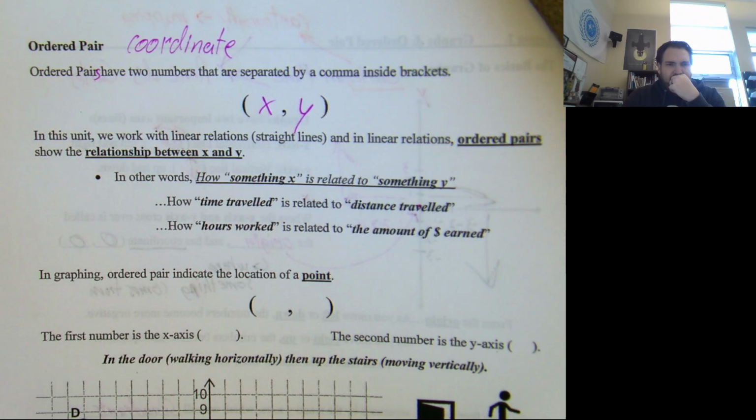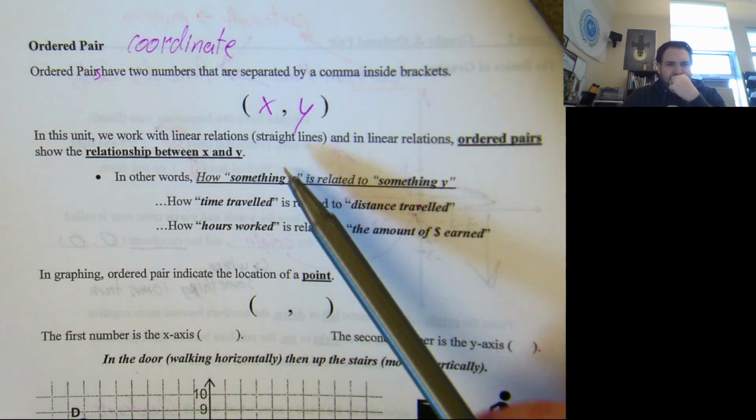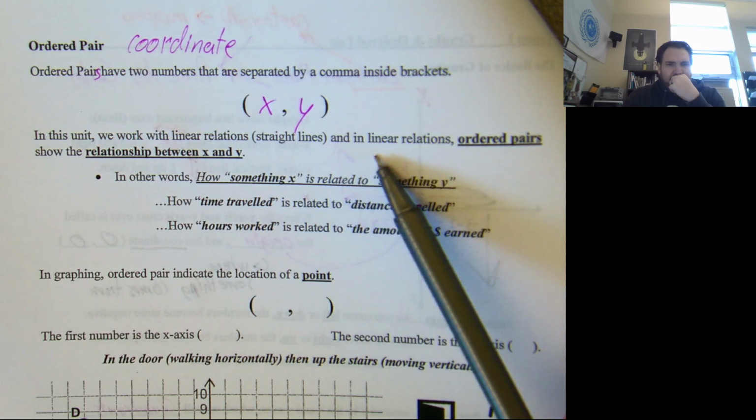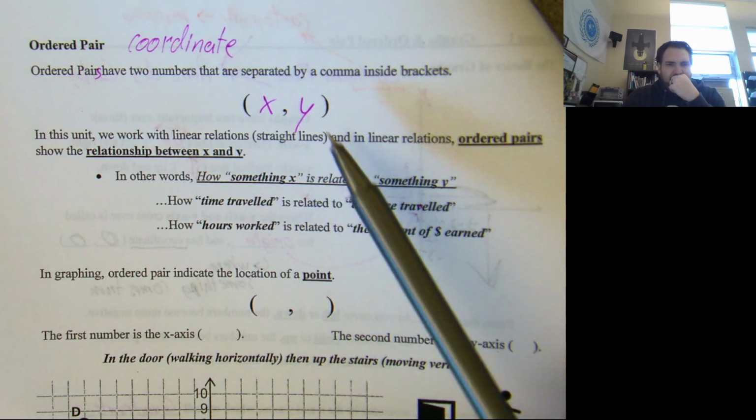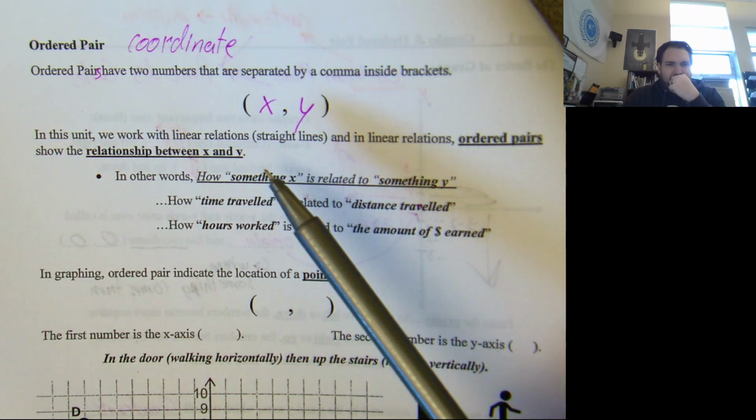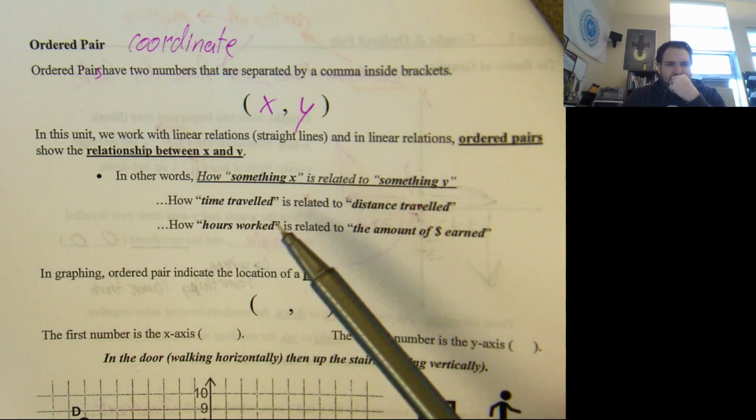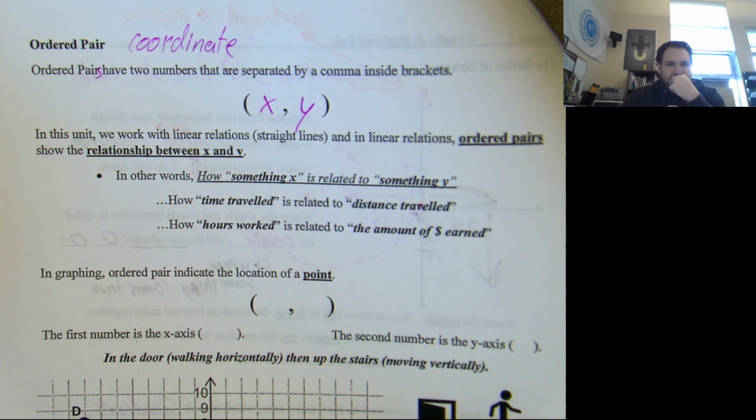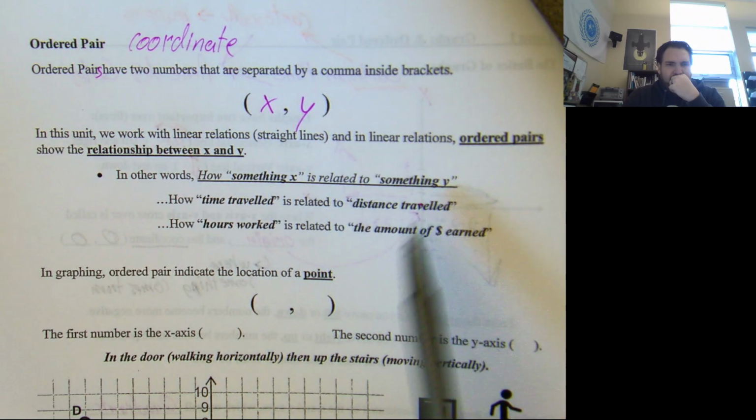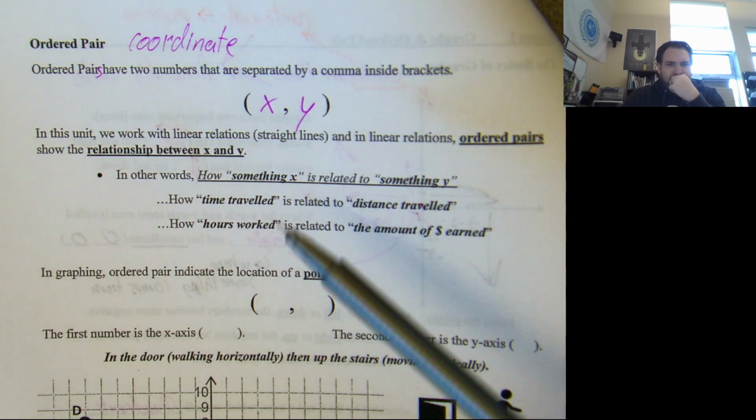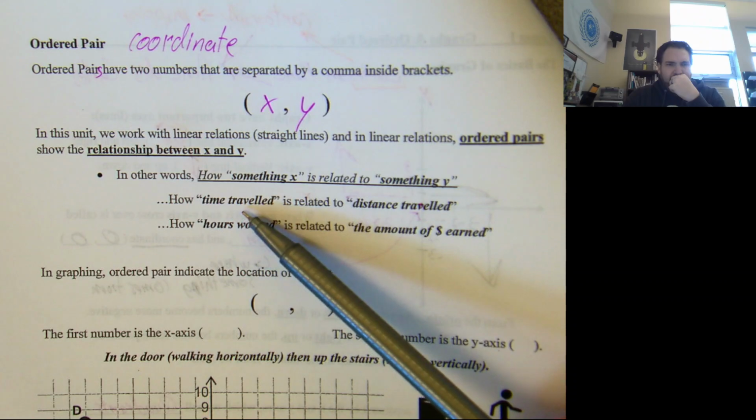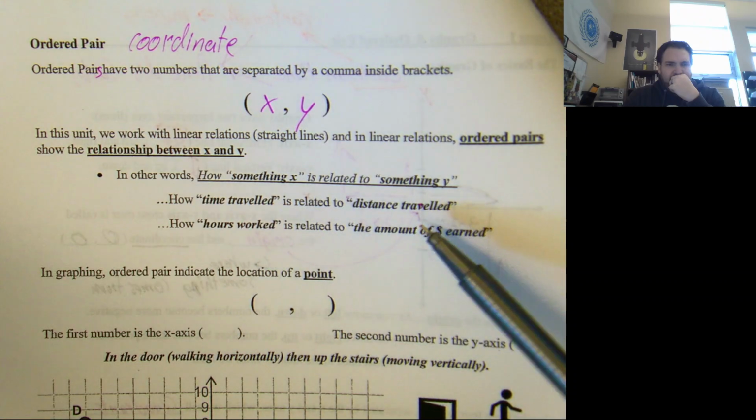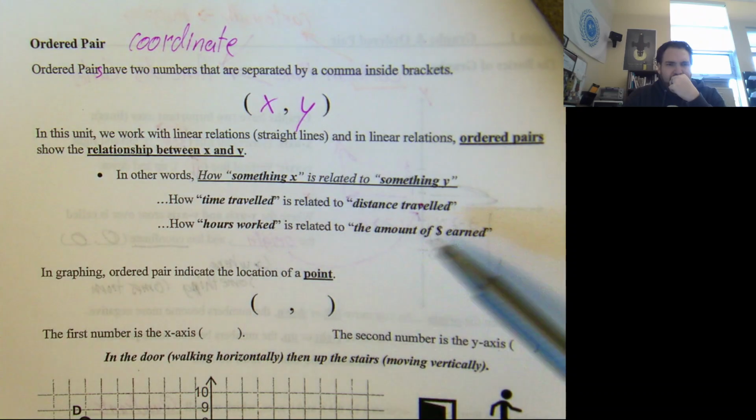In this unit, we're going to work with linear relationships. And in linear relationships, ordered pairs show the relationship between X and Y. When X is this value, Y is another corresponding value. So something X is going to be related to something Y. And we can start giving these things context. We can talk about how time traveled is related to distance traveled, or how hours worked is related to the amount of money earned.